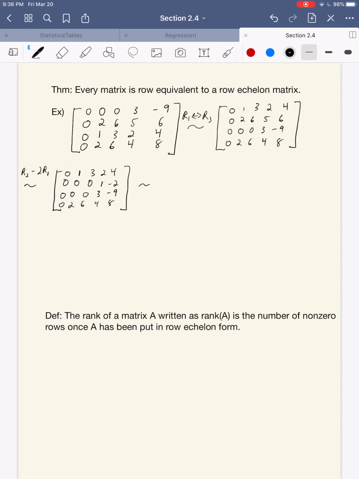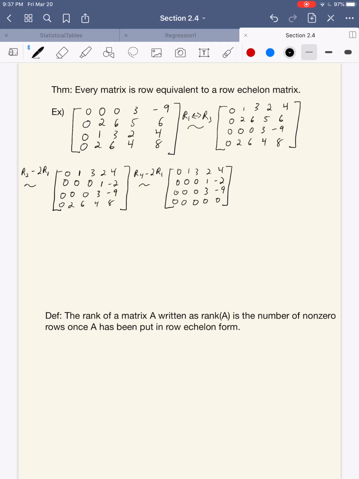So let's do another elementary row operation. Let's take row 4 and subtract 2 times row 1. And let's see what we get there. Not going to change that first row, so 0, 1, 3, 2, 4, 0, 0, 0, 1, negative 2, 0, 0, 0, 3, negative 9. And when we do this, we should get 0, and 2 minus 2 times 1 is going to be 0. 6 minus 2 times 3 is going to be 0. 4 minus 2 times 2 is going to be 0. And 8 minus 2 times 4 is also going to be 0.